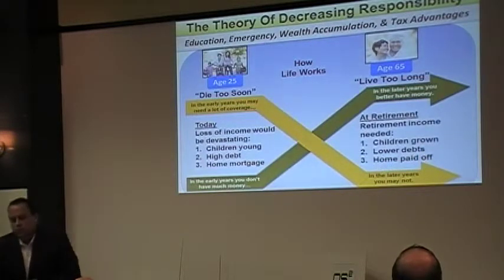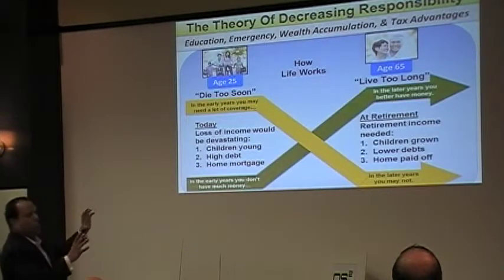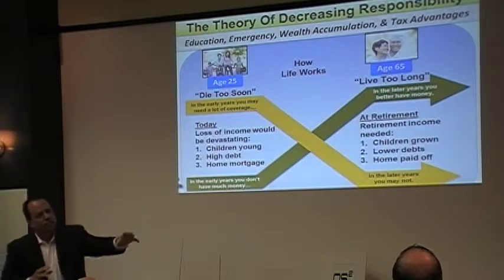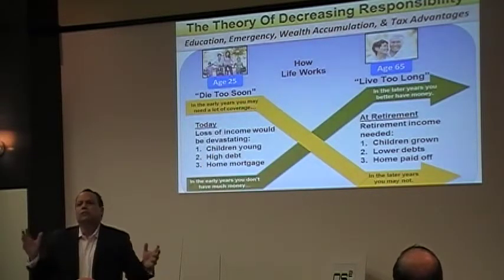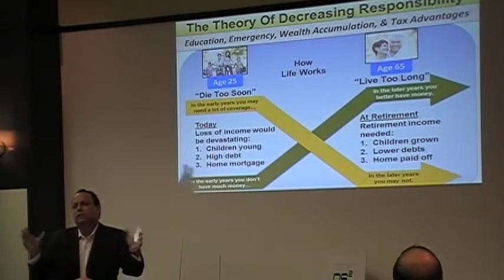At retirement, we need retirement income. Children are grown, lower debts, and the home is paid off, hopefully, right? So what does this then point to and allow us to talk to someone about? What is this one page? Life insurance. One page, life insurance.